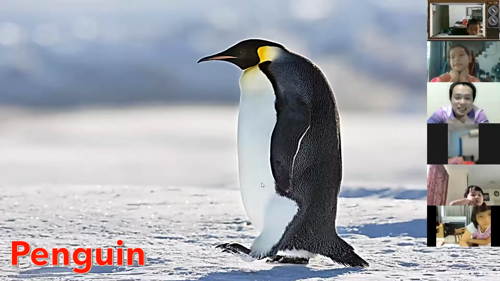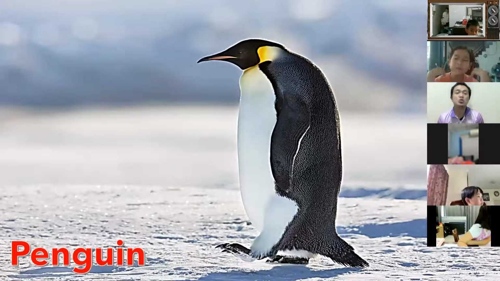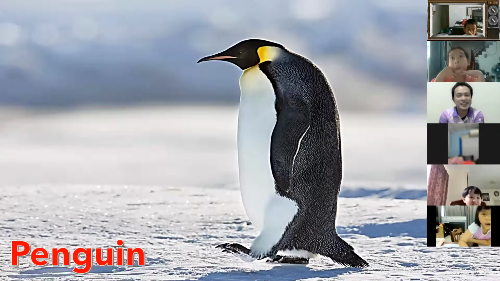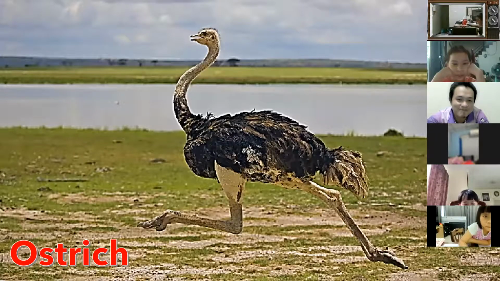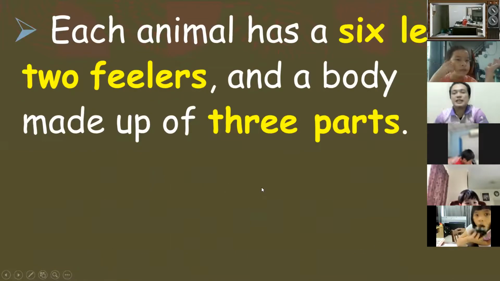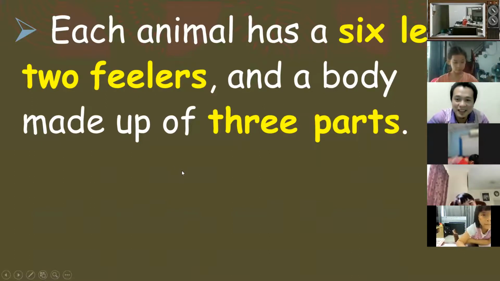Remember, kids? Yes, penguin. Penguin has a beak, two wings, and of course two legs, and is covered with feathers. So that means penguin belongs to the group of birds. We have ostrich. We know already, ostrich also belongs to the group of birds. All right, who can give another example aside from those animals that you mentioned?